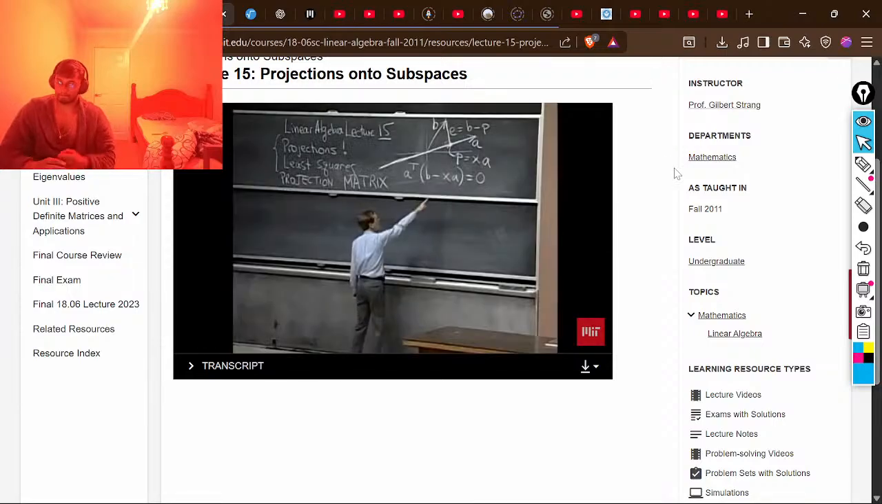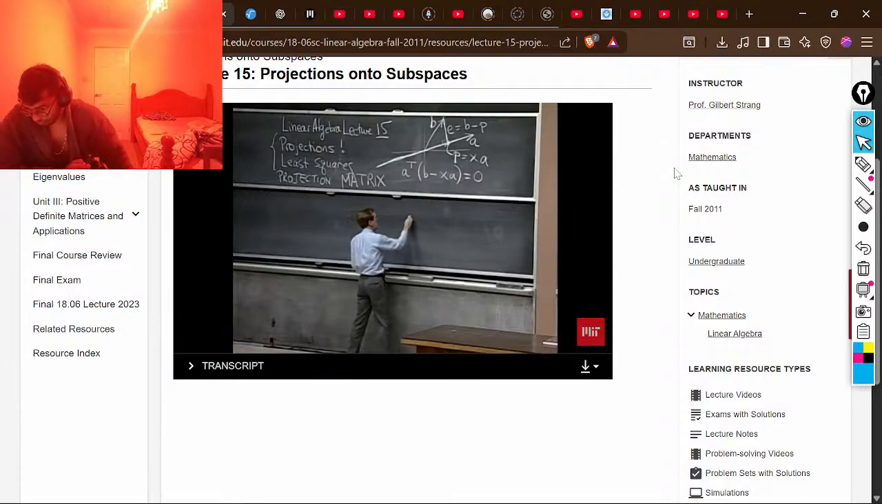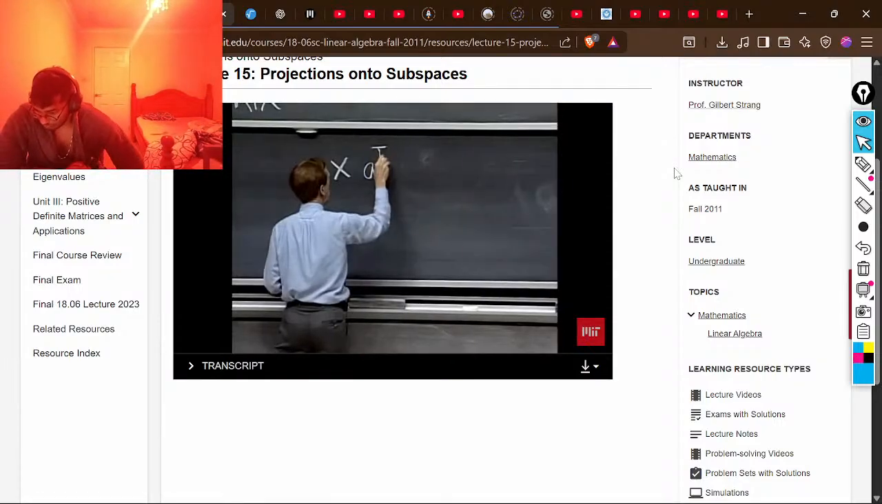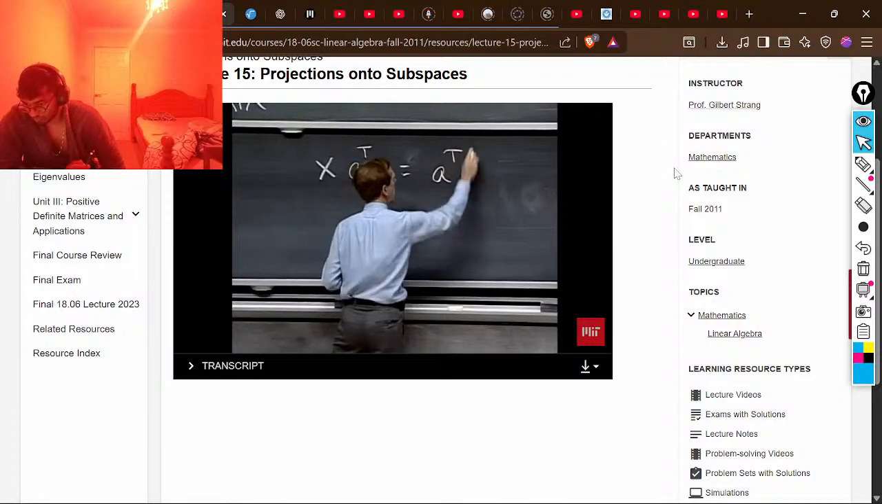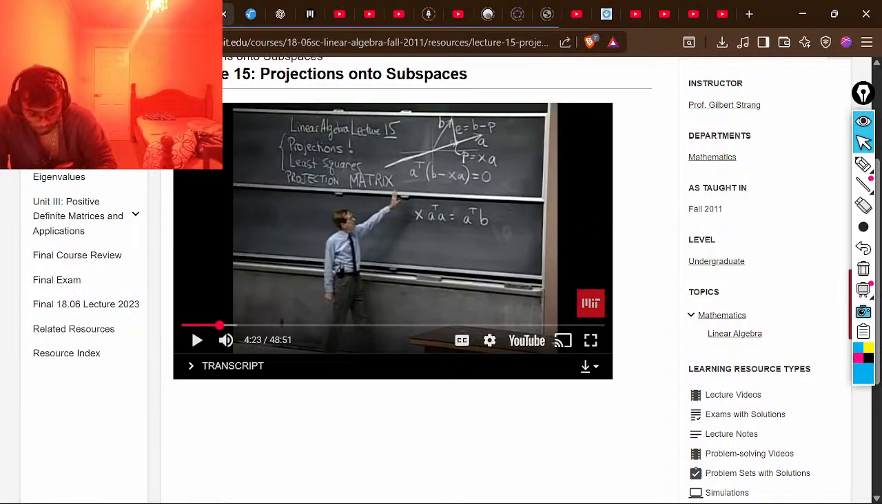Okay, so if I simplify that, I'll move one term to one side, the other term will be on the other side. It looks to me like X times A transpose A is equal to A transpose B. Okay, how did you get that? A transpose B. I'll try to do that. It's going to be a little bit more satisfying when I do it.